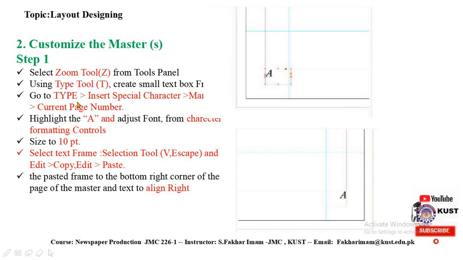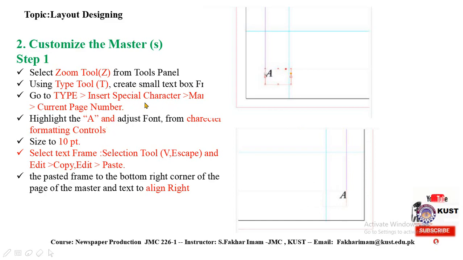So things like running headers and page numbers should be placed here to make creating the rest of your layout easier. So step 1, select the zoom tool from the tool panel and click and drag over the bottom left-hand corner of the left page of the master spread. Using the type tool, create a small text box, positioning it just below the bottom margin.